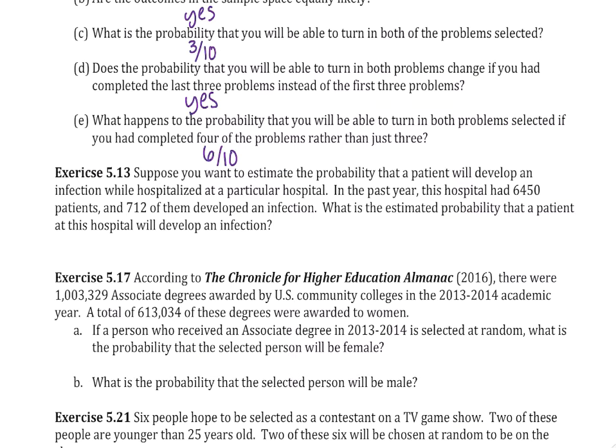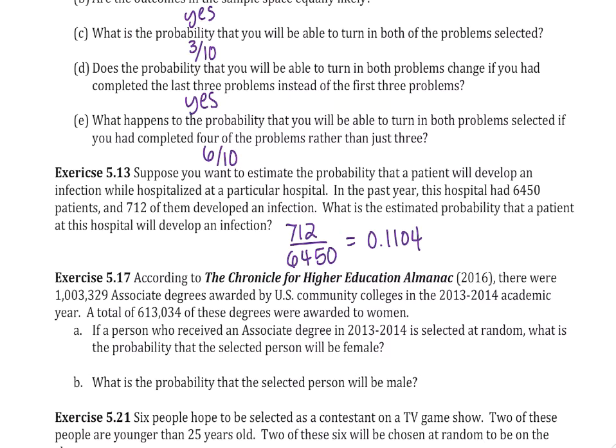So based on what we've seen in the past, the probability here would be 712 over 6,450. Now, with fractions that are this large, people tend not to have a good skill at estimating what this fraction is. So instead of trying to reduce it or anything like that, just get a decimal. And I usually do 4 decimal places for probability. And so the probability here is 0.1104. So that's about an 11% chance of these patients developing an infection.